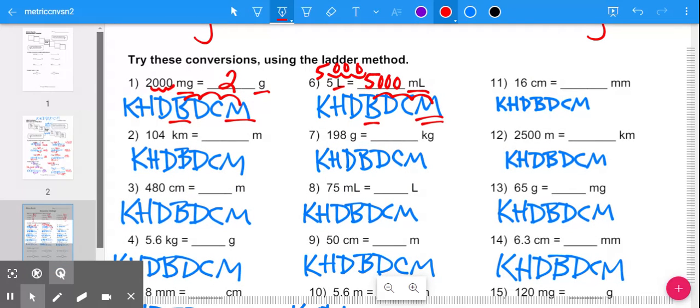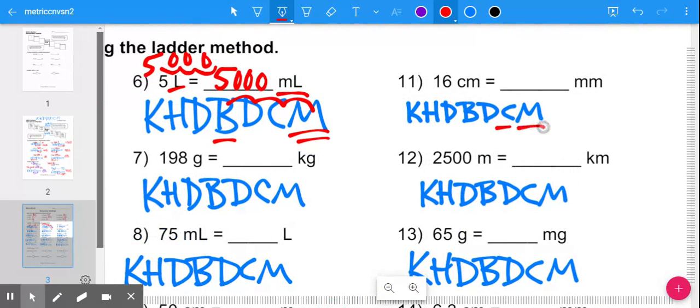Okay, so to continue on, we have 16 centimeters, so prefix centi, and we're going to millimeters, prefix milli. So we're going to move the decimal place 1 time to the right, which means that 16 becomes 160.